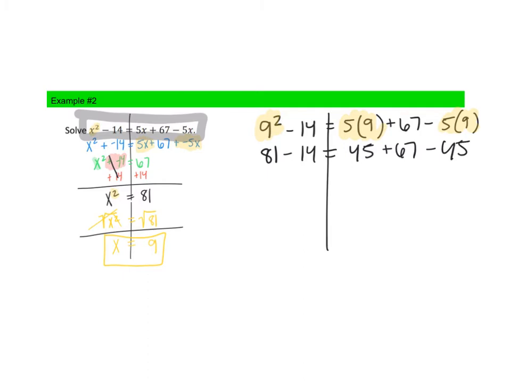All right. From there, my next step is to just combine these numbers. On the left side, 81, take away 14. I'm going to do that in my calculator. I get 67. On the right side, I have 45 plus 67 minus 45. We should know that plus 45 and minus 45, those cancel. So all I'm left with on that side is a 67, and 67 does equal 67, so I know my answer, x equals 9, was correct. Please make sure you have all this down before we move forward.